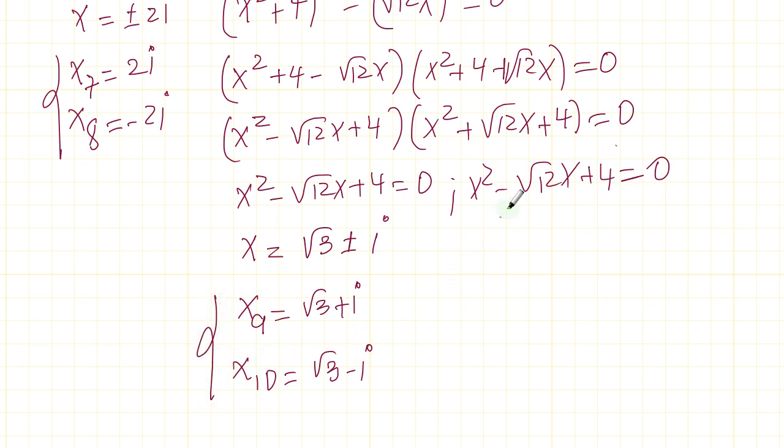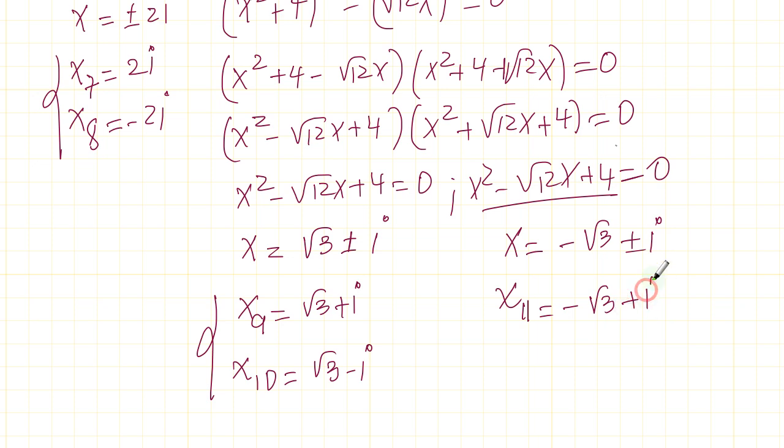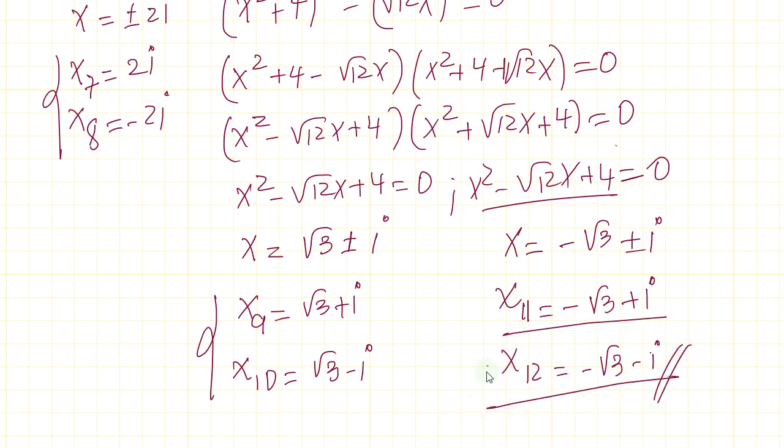And solving this one here, we're going to have x equals minus square root of 3 plus or minus i. So x11 is going to be minus square root of 3 plus i, and x12 is going to be equal to minus square root of 3 minus i. So guys, we solved and we found all 12 solutions for our equation.